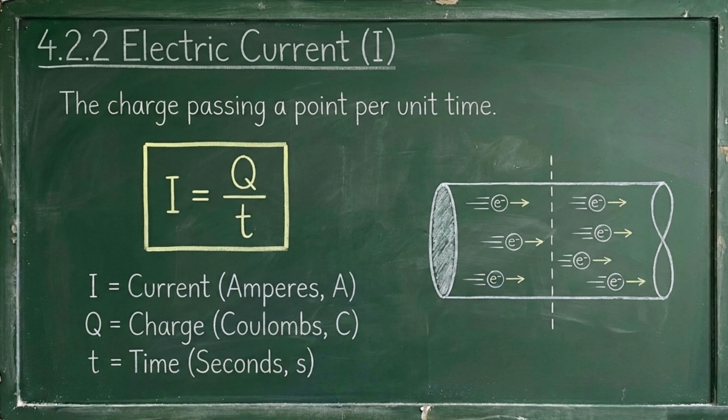Slide 7 defines it as the charge passing a point per unit time. And this is where we get our first big formula. I equals Q over T. Current, which is I, is the amount of charge, Q, divided by time, T. And the unit is amperes, or amps.